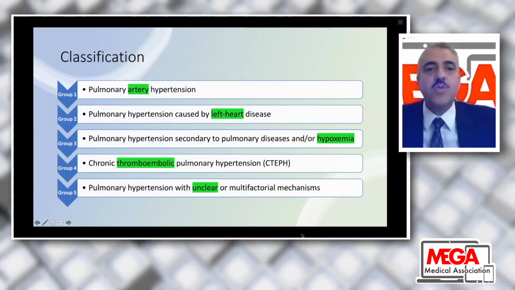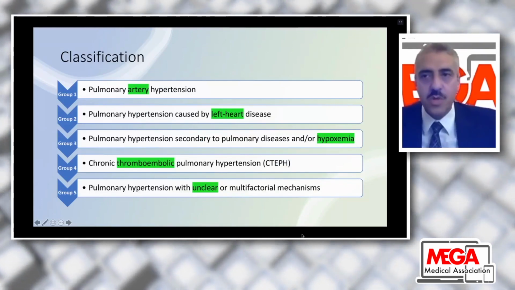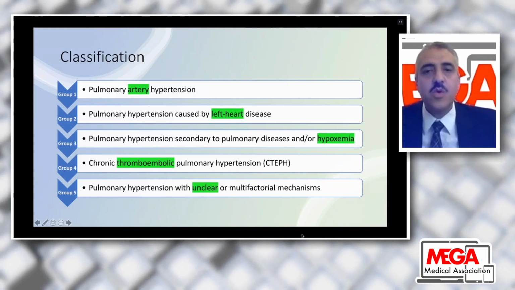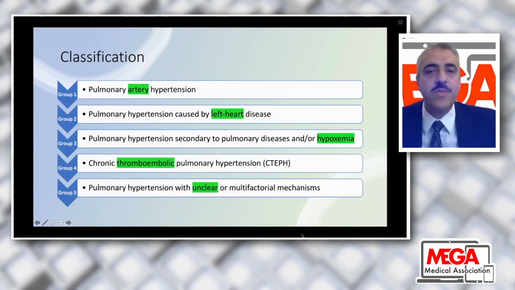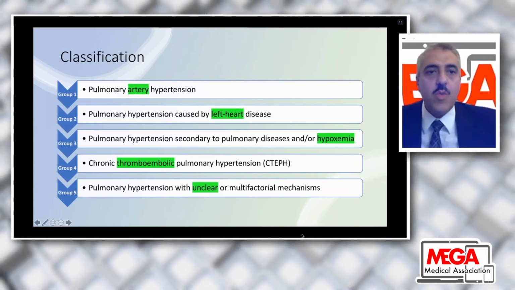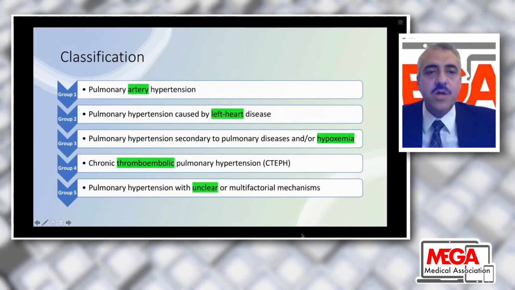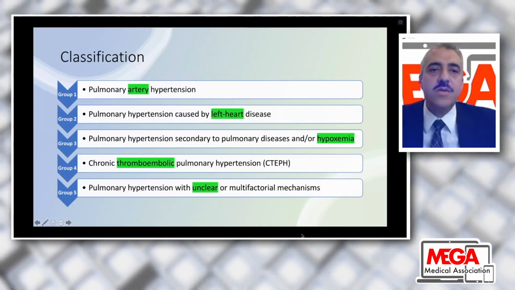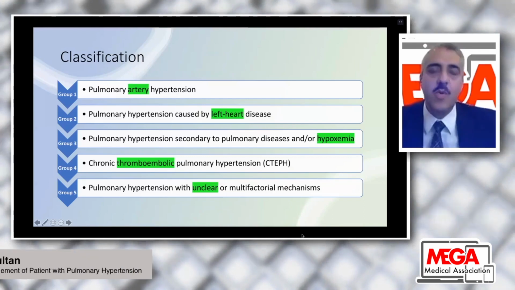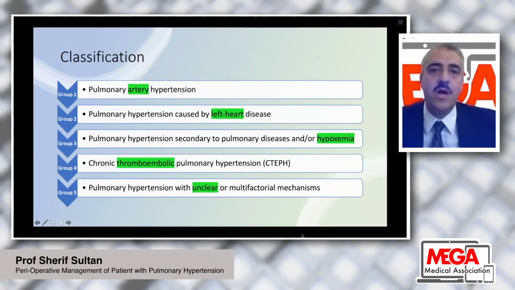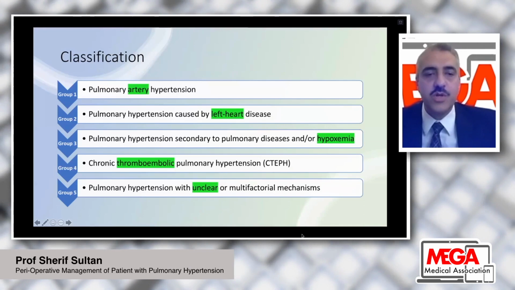This is the classification of patients with pulmonary hypertension, and this classification is important because it will go all through the lecture, in every chapter. Group 1 patients have hypertension due to a disease in the pulmonary artery or arteriole itself, pulmonary arterial hypertension.